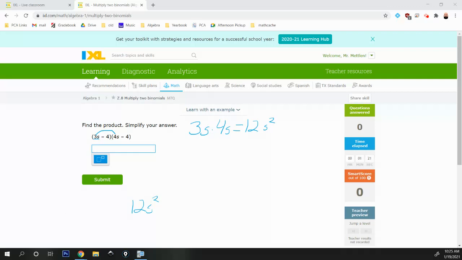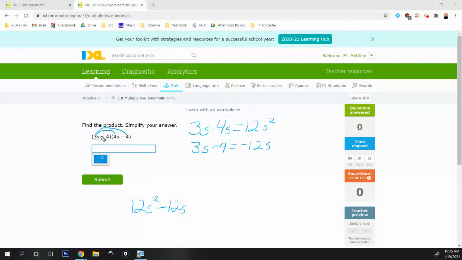Then I'm going to multiply it by the second term over here. So I take the first term, and I'm going to multiply it by the second term. So I'm going to take my 3s, and I'm going to multiply it by negative 4. Well, 3 times negative 4 is negative 12. And there's nothing to multiply the s by, so it's just going to be s. So minus 12s, and it's minus because it was negative. Okay, halfway there.